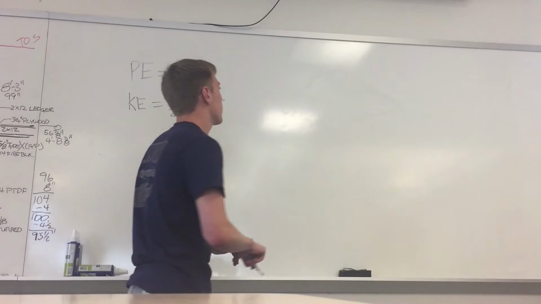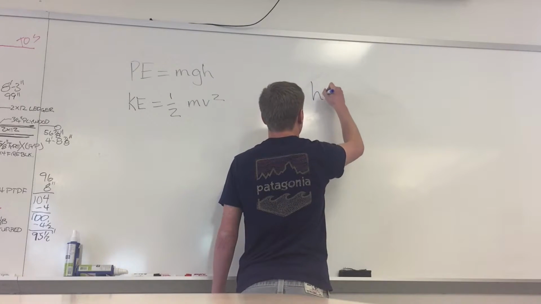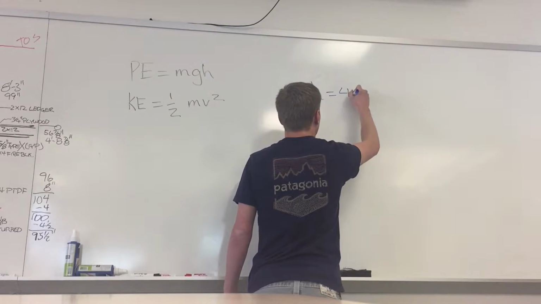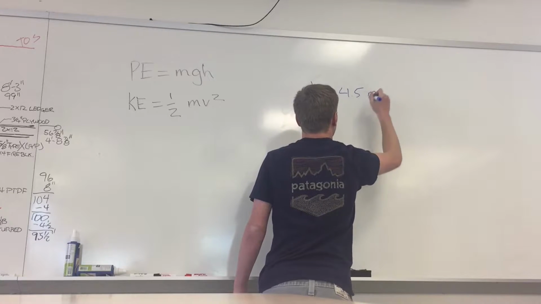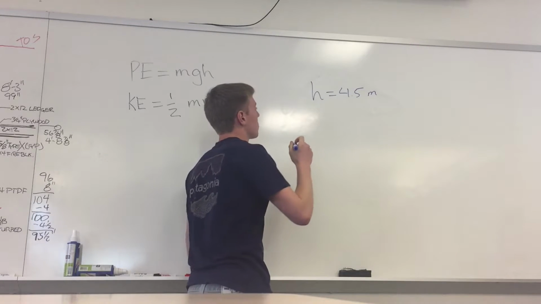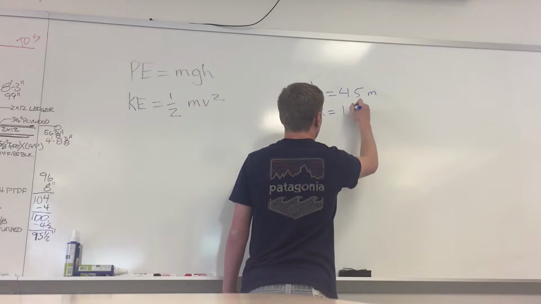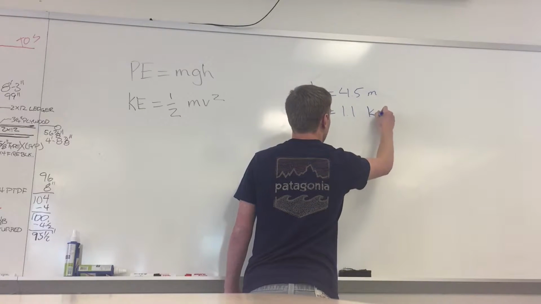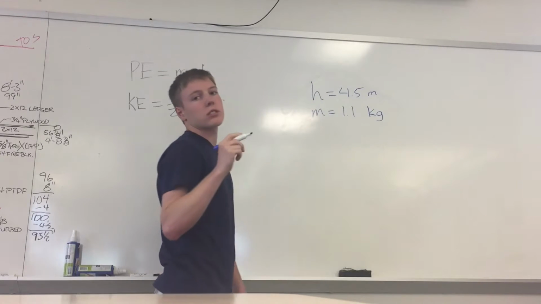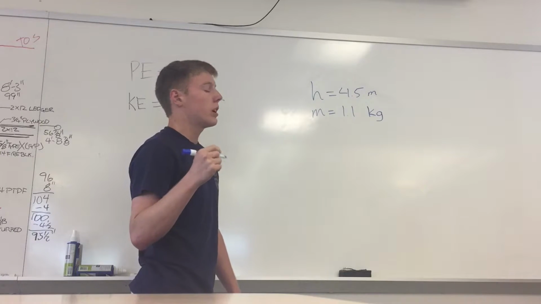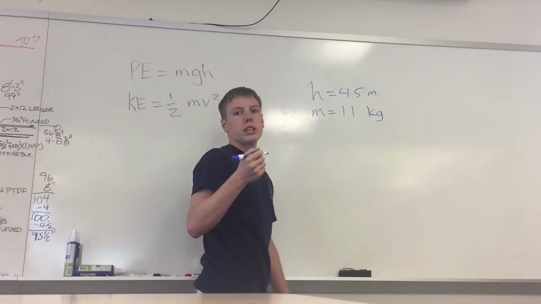So we'll start with a height of 4.5 meters. And our mass is equal to 1.1 kilograms. And we have gravitational acceleration acting upon the ball, and that's equal to roughly 10 meters per second squared.